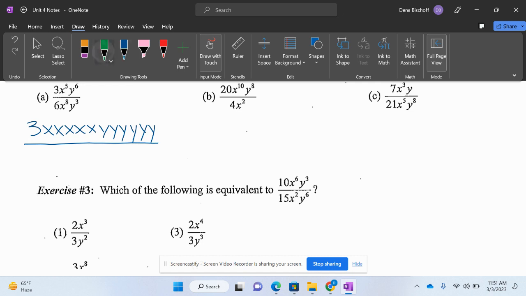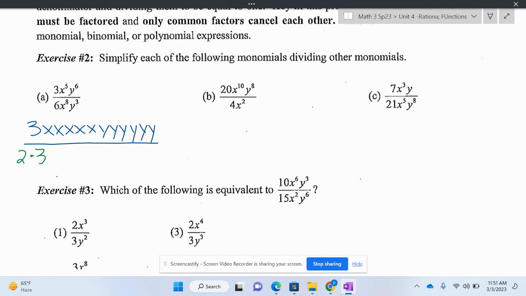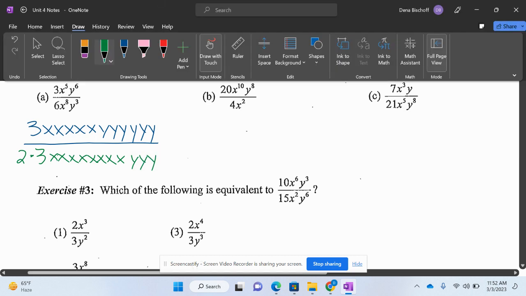Let's look at the denominator. Okay, 6, when I think of prime factors, is made by taking 2 times what? 3. X to the 8th is x times x times x times x times x times x times x times x. 1, 2, 3, 4, 5, 6. Okay. And then y cubed is y times y times y.